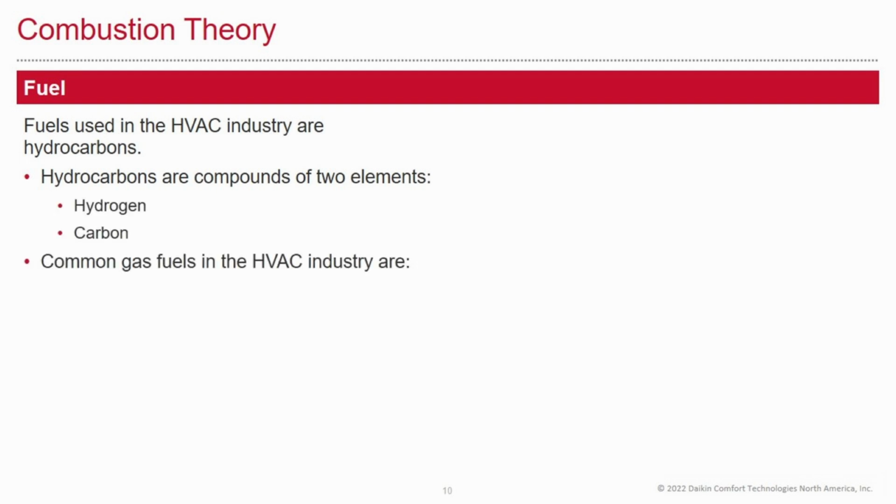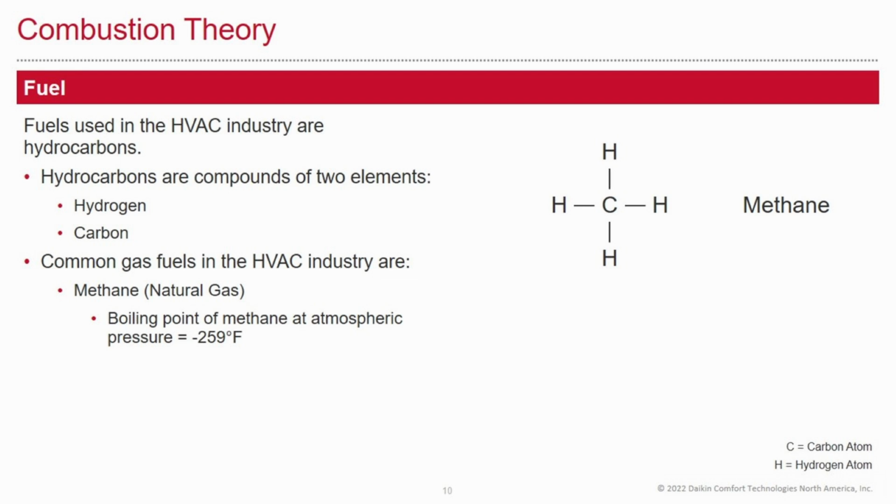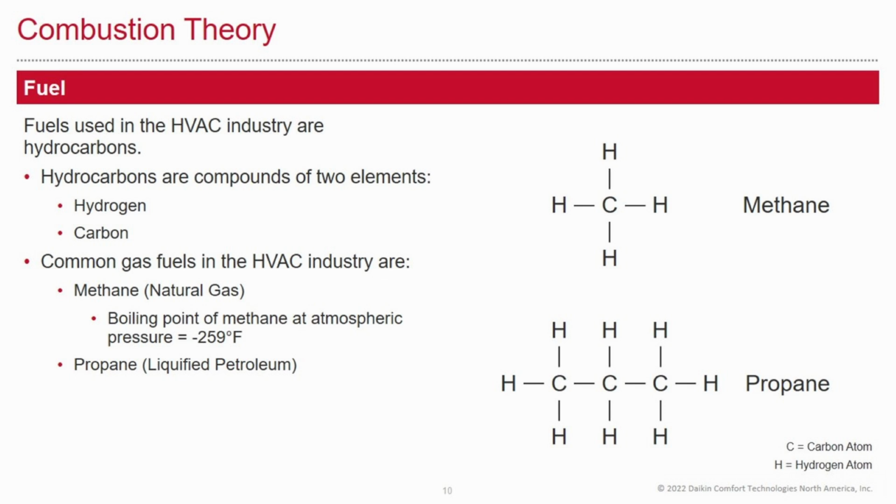Common gas fuels in the HVAC industry are methane, or natural gas. The boiling point of methane at atmospheric pressure is -259 degrees Fahrenheit. And propane, liquid petroleum. The boiling point of propane at atmospheric pressure is -44 degrees Fahrenheit. The natural gas and LP composition: C is a carbon atom, H is a hydrogen atom.